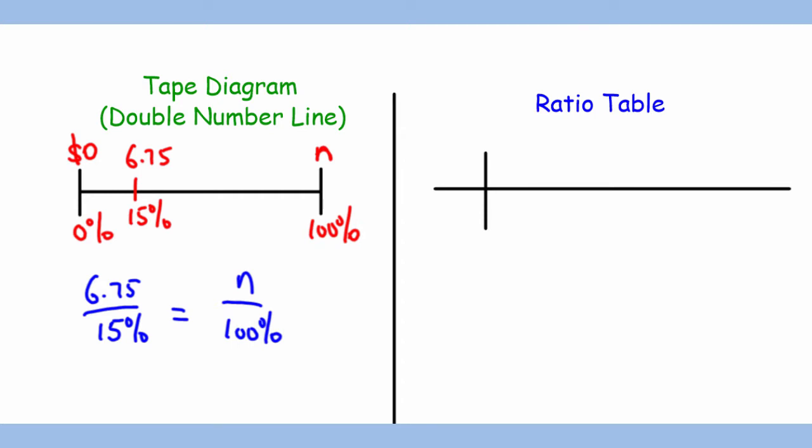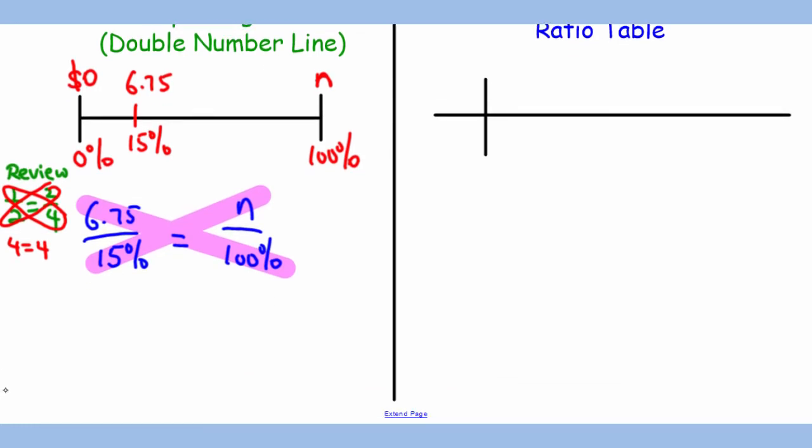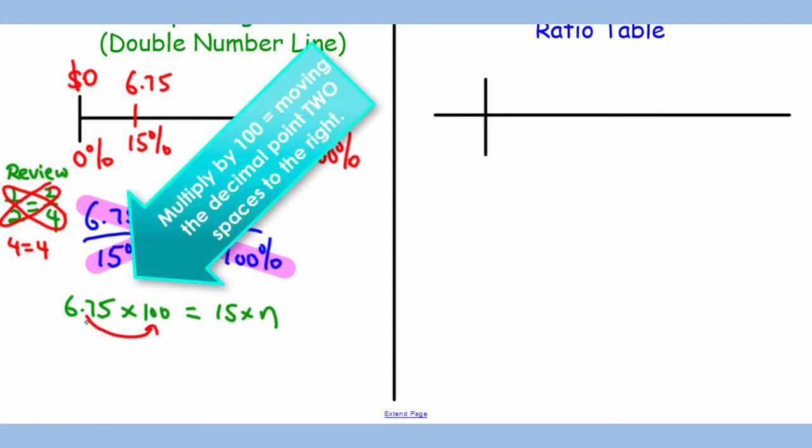So now let's solve it by cross product, which is multiplying diagonally. And as a reminder, 1/2 equals 2/4. And if you cross multiply them, both will be 4. So cross product should create equal amounts when the two numbers are multiplied together, which leads to the fact that 675 times 100 will equal 15 times N. If you remember, multiplying by 100, which is a base 10 number, you basically just move the decimal place over based on the zeros you see in this question.